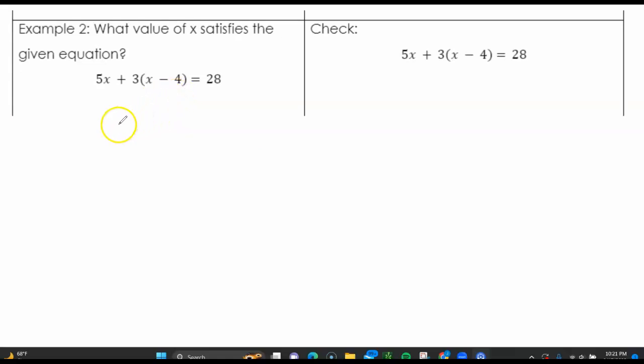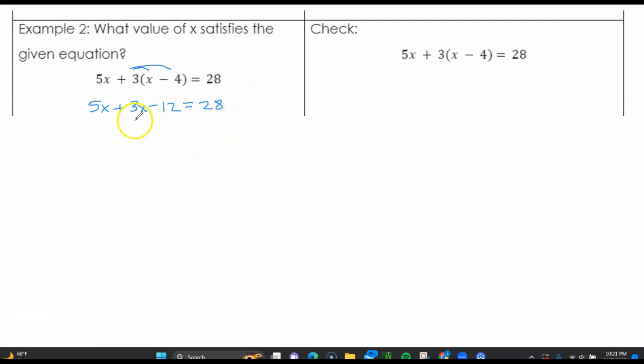Let's see. What value of x satisfies the given equation? That's code for solve for x. So first thing to do is distribute the 3 and simplify the left side of the equation as much as possible. So we're going to distribute the 3. So let's see, 5x plus 3x. 3 times x makes 3x. 3 times -4 is -12 equals 28.